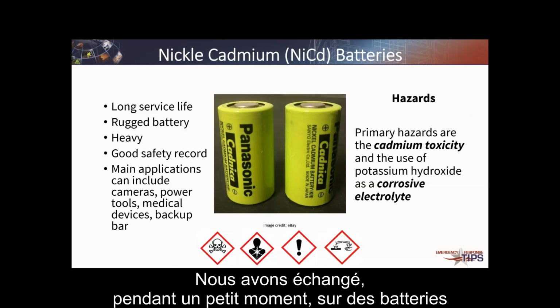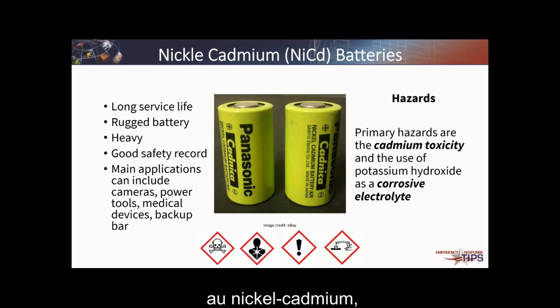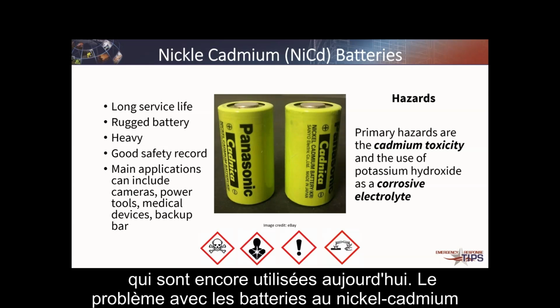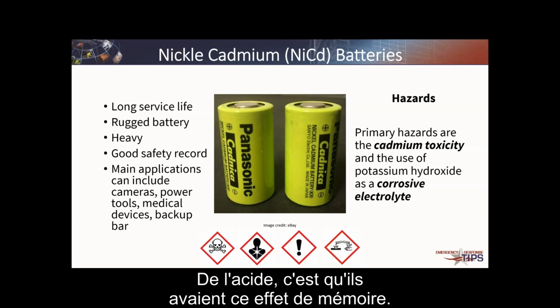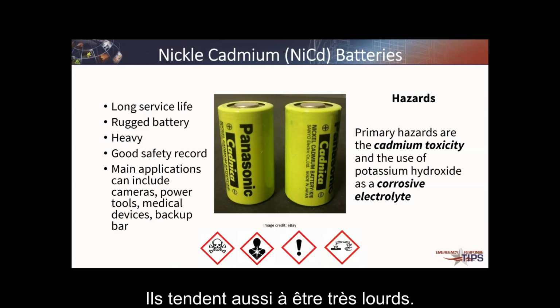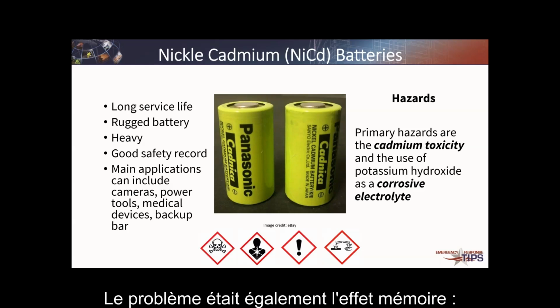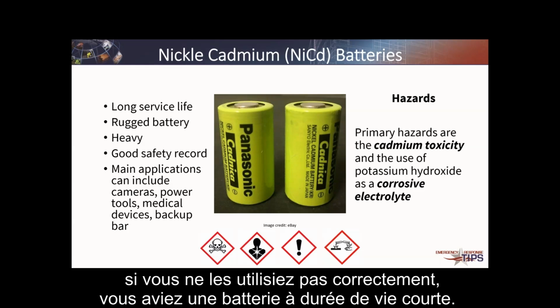Now, we did switch for a short period of time to nickel cadmium batteries, and they're still in use today. But the issue with the nickel cadmium batteries is they had that memory effect, and they also tended to be really heavy. So nickel cadmium batteries came in and they were used in a lot of cameras. And the issue that we had with that was they made the cameras really heavy. But the problem also was that you got those memory effects, and if you didn't cycle it properly, you would end up with a short life battery.